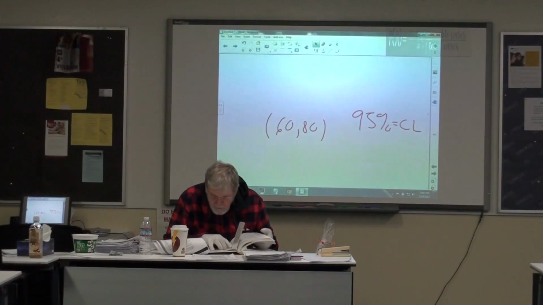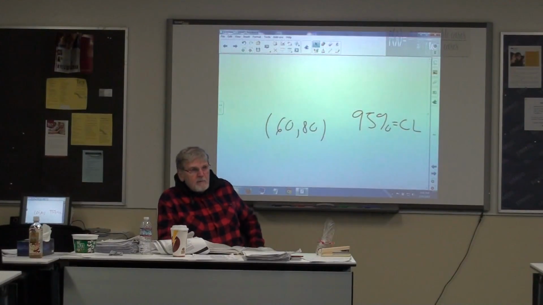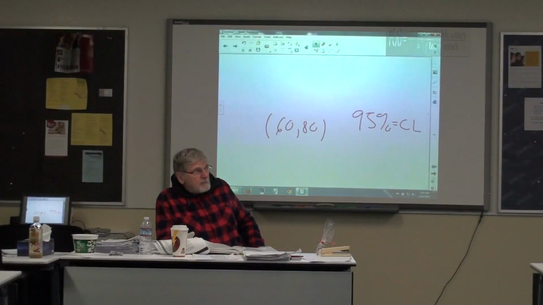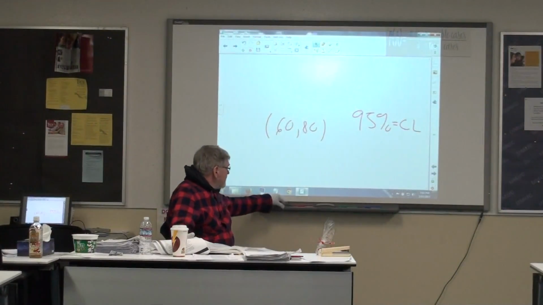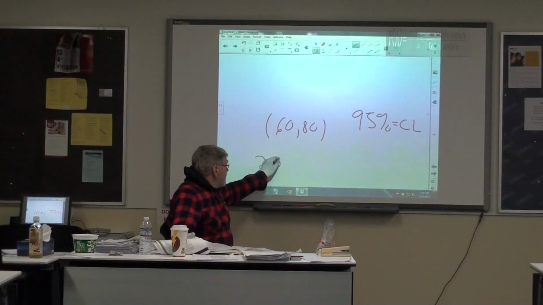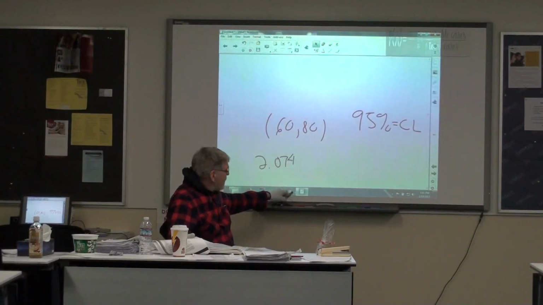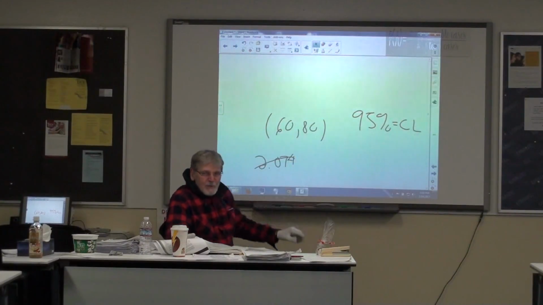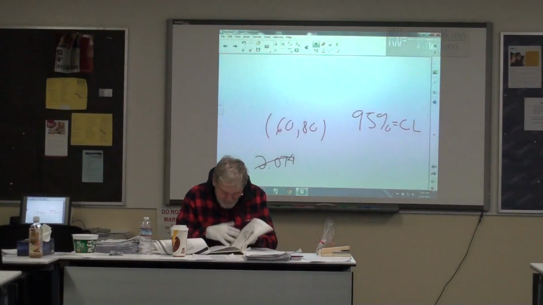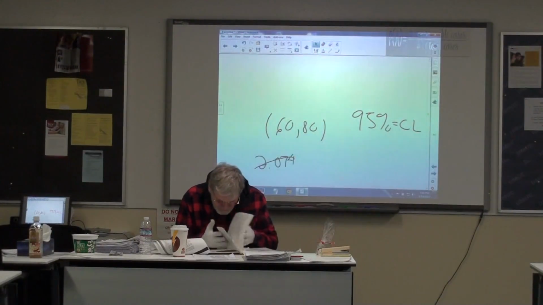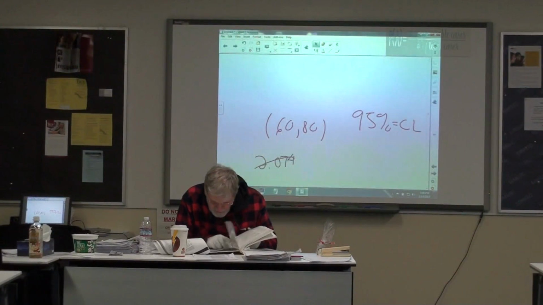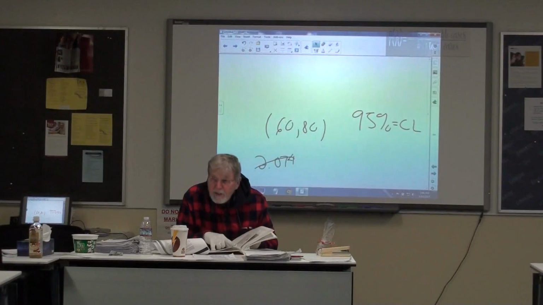My number, 2.069. No? Oops, you're probably right. Oh, no. 21, not 22, right? My bad. No, you're right. 22, no, 22, did I win one? 2.069.